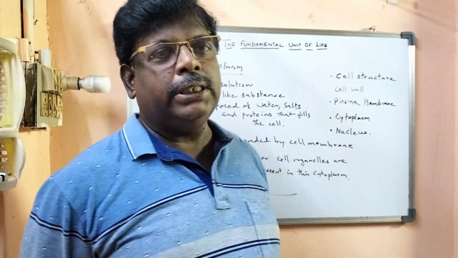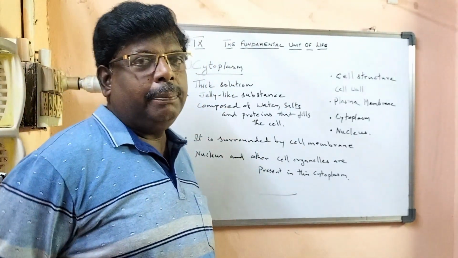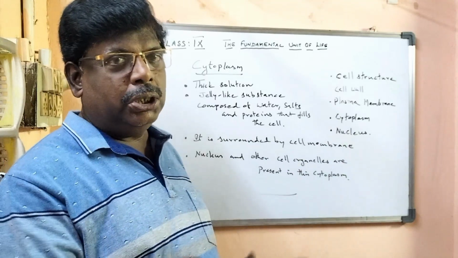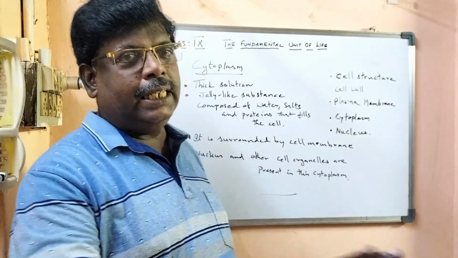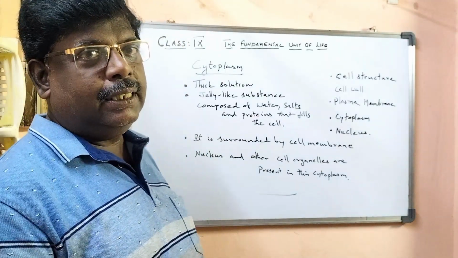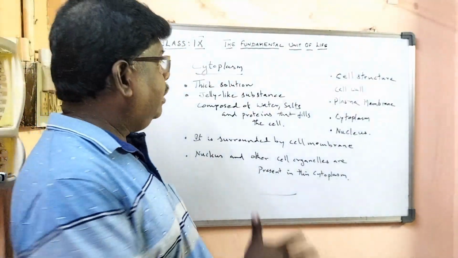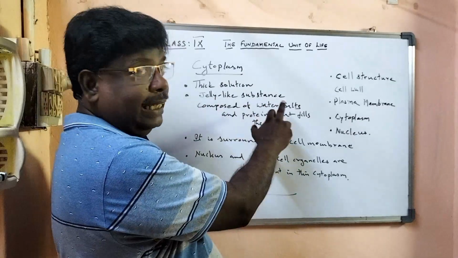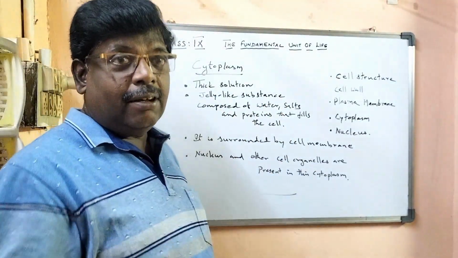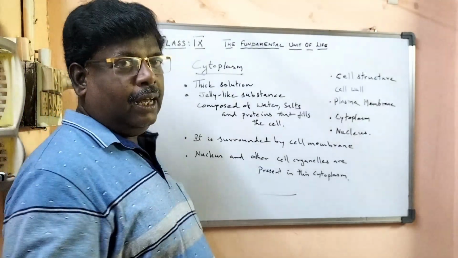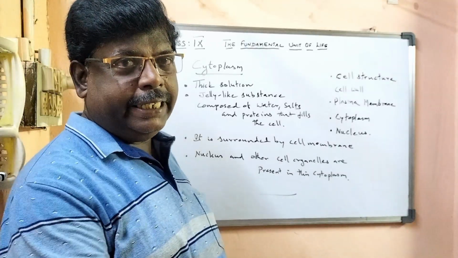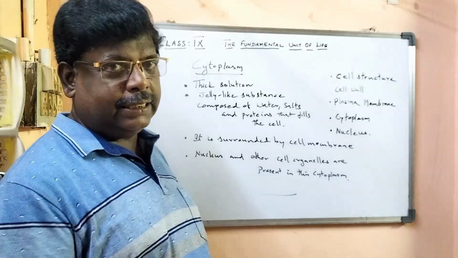Okay, next we'll see about cytoplasm. Cytoplasm is a very thick solution. Actually, you can call it a jelly-like substance. It will be dense. Dense means very thick. So, a thick solution or jelly-like substance. It is composed of water, salts, and some proteins, and it fills the entire cell.